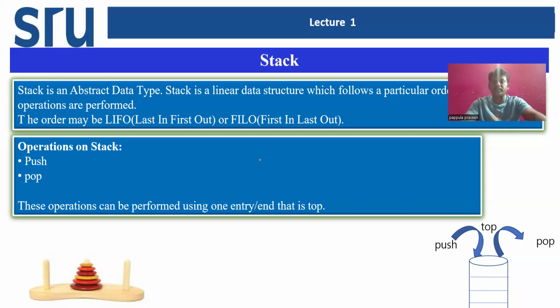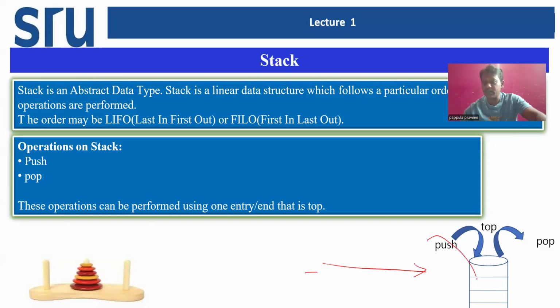Now the operations of the stack: there are two main operations. One is the push operation, another one is the pop operation. Push operation is used for inserting elements into the stack, and pop operation is used for removing elements from the stack. These two operations are performed using one entry. We have only one entry. See here, this is called the one entry point.